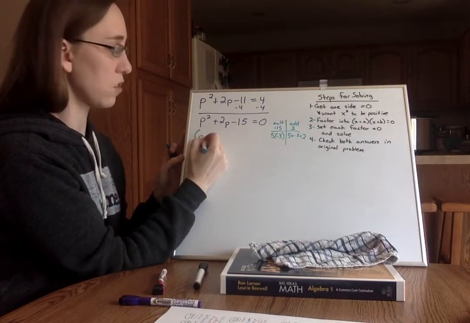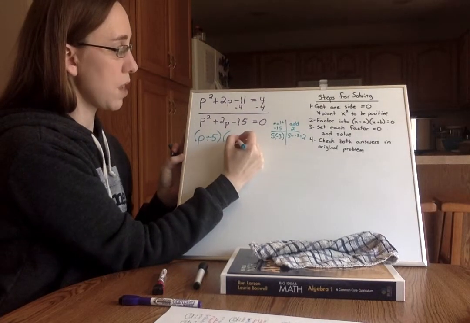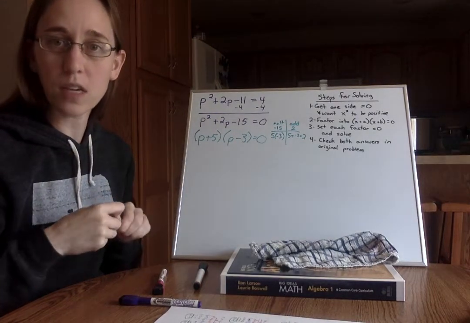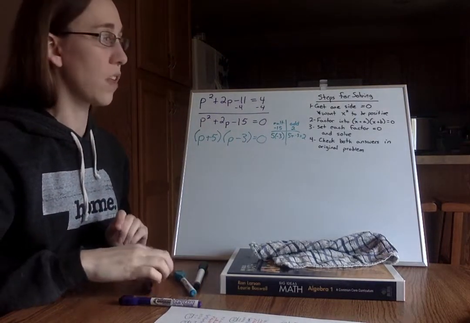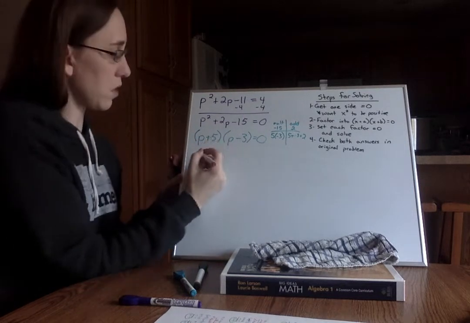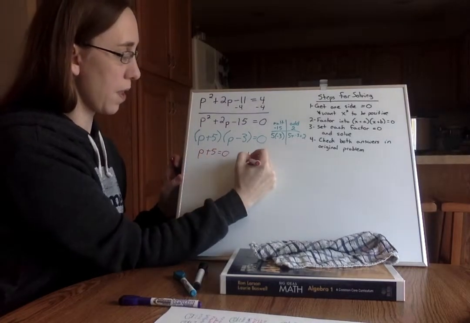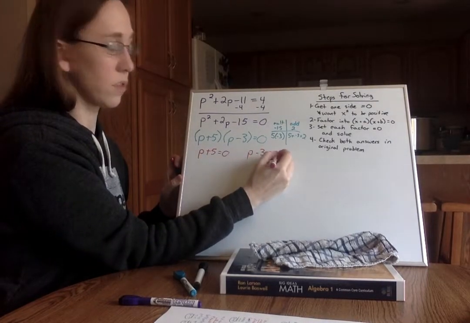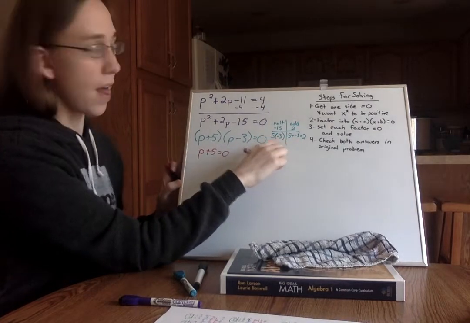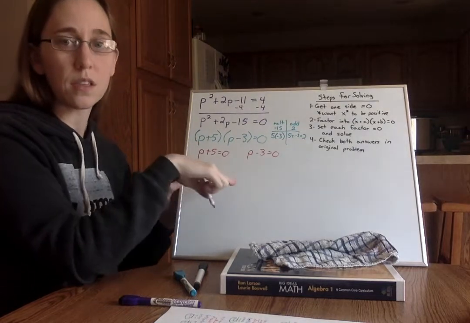So this factors to p plus 5 times p minus 3. And we still have that equals 0. It hasn't gone anywhere. We have to keep that side. So that's step 2. It's factored. Now we set each of these two pieces equal to 0 and solve. So p plus 5 equals 0 and p minus 3 equals 0. Don't just assume the numbers you found in your table are your answer. They're not. They're what you put in your factored form, which you then break up into two pieces and solve.